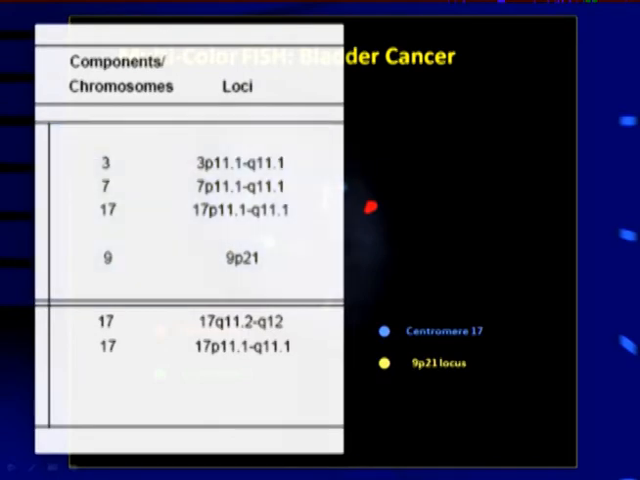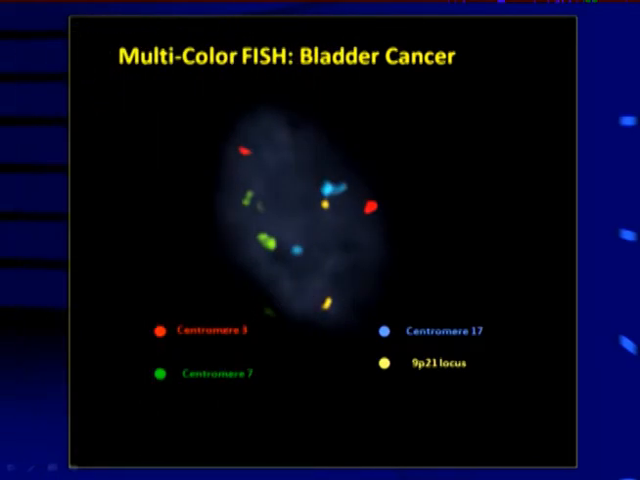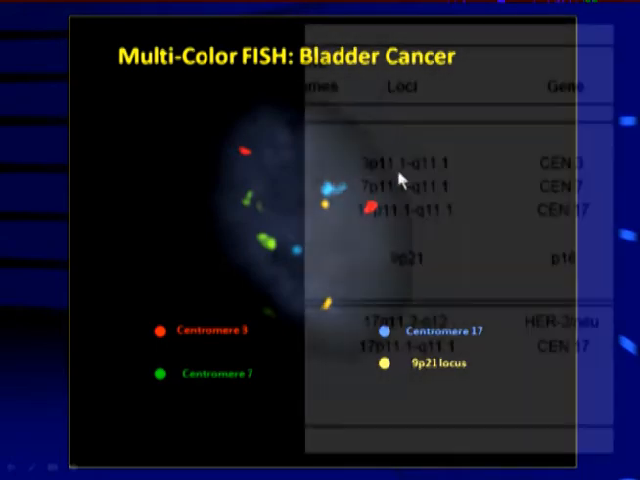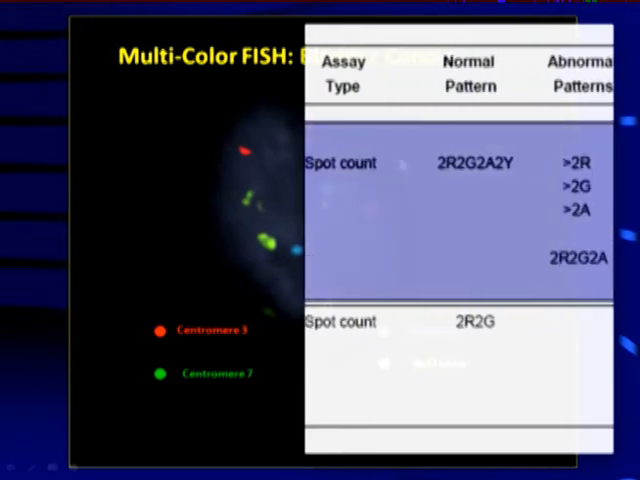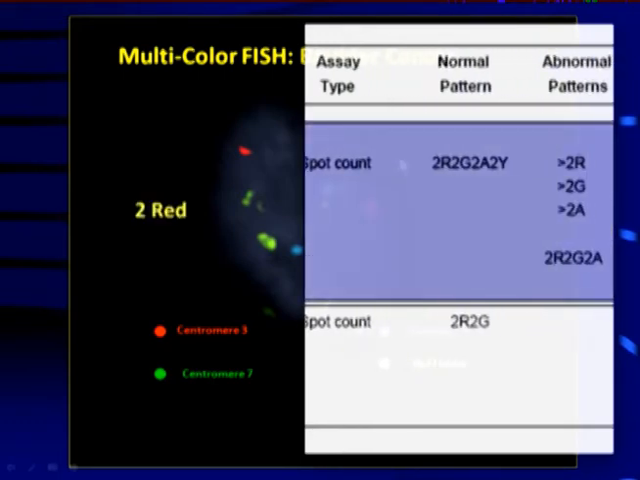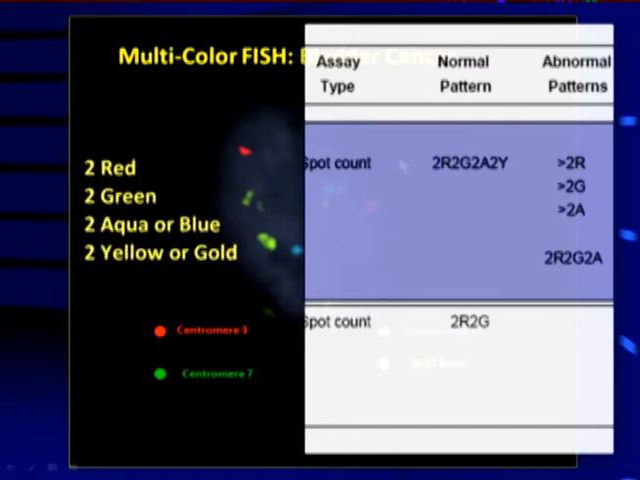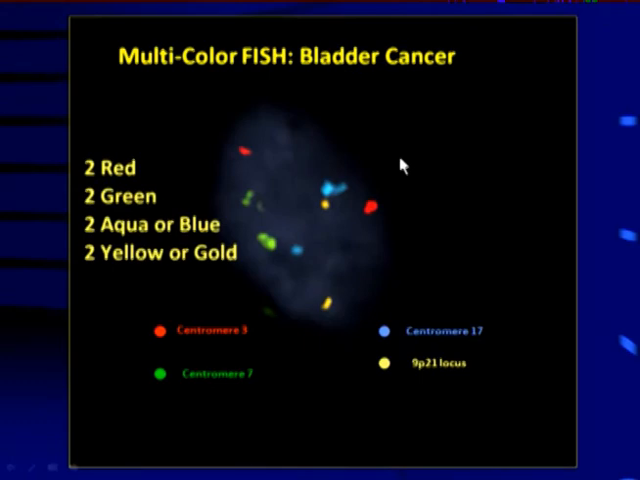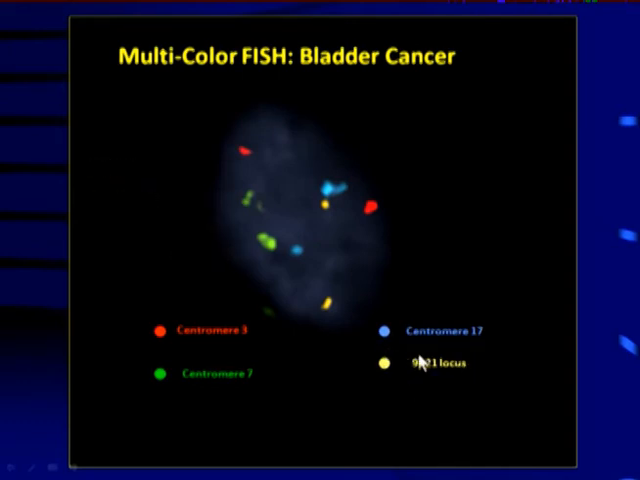Here's an illustration of a classic normal cell. Normal for this particular FISH probe set, if you follow all the way across to the assay type and to the normal pattern, you'll see that normal is 2 red, 2 green, 2 aqua or blue, and 2 yellow or gold. The literature doesn't really distinguish between blue and aqua and yellow and gold, and I will most likely use those terms interchangeably, but blue and aqua is the centromere 17 probe, and yellow or gold is the 9p21 locus. Let's go back and drill down on these a little bit farther.